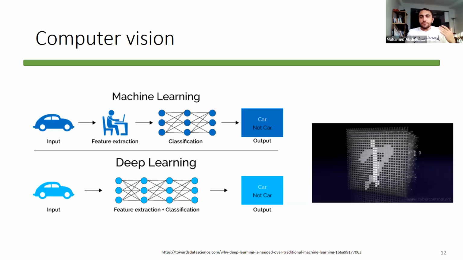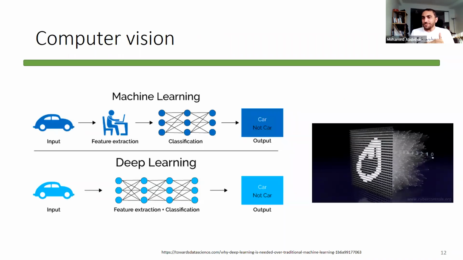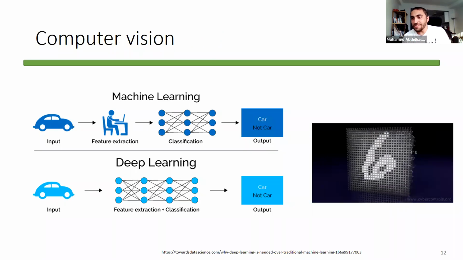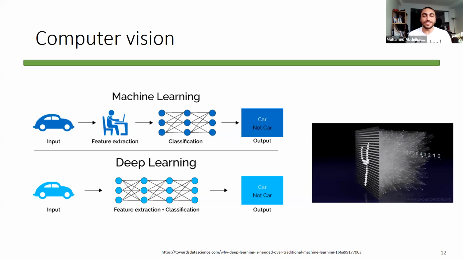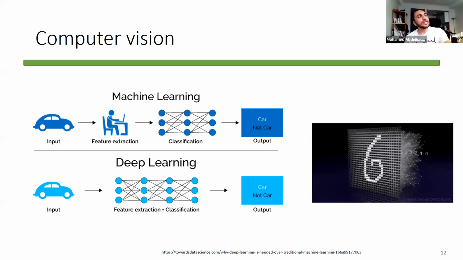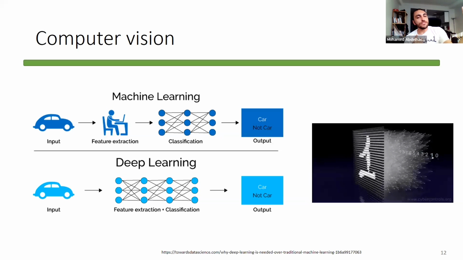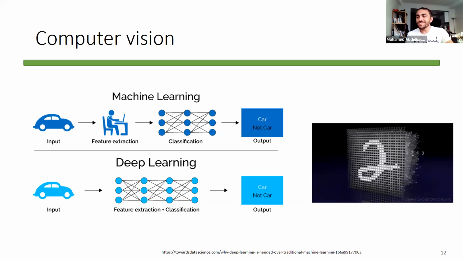So how does the neural network do it? Or how does computer vision do it? In the past, computer vision was a very difficult thing. So what people used to do is see the image and ask, how can I turn this into something that the computer understands?